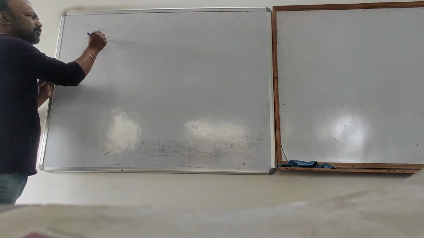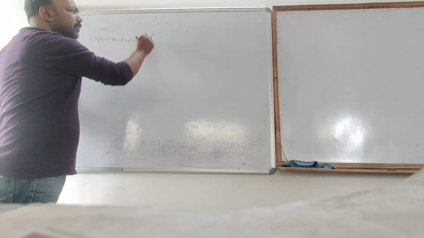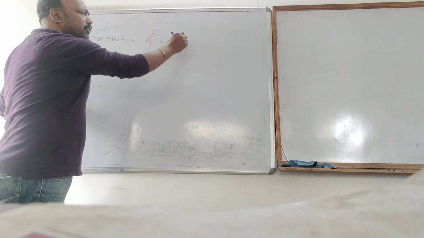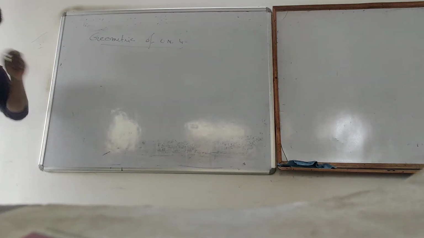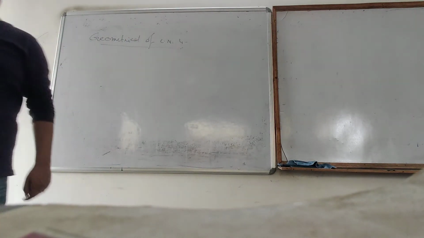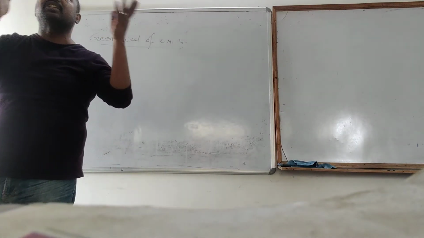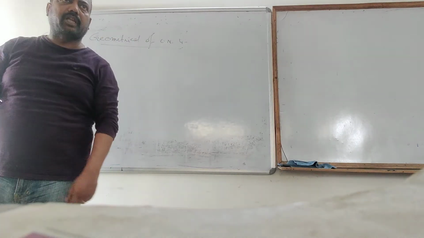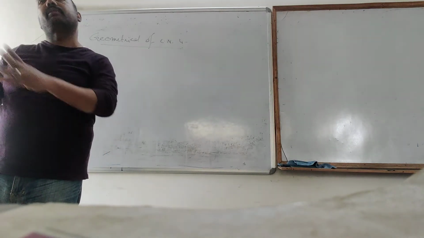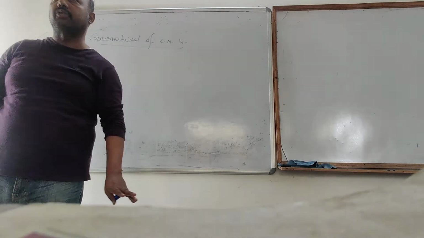It is very simple, you just have to understand. Sorry, not 6, let's do 4 first. Since it is 4 and 6, we do 4 first. Okay. Geometrical isomerism for coordination number 4. What is geometrical isomerism? Already we know, cis-trans isomerism. If the same ligands are on the same side it is cis, and if the same ligands are on the opposite side it is trans.